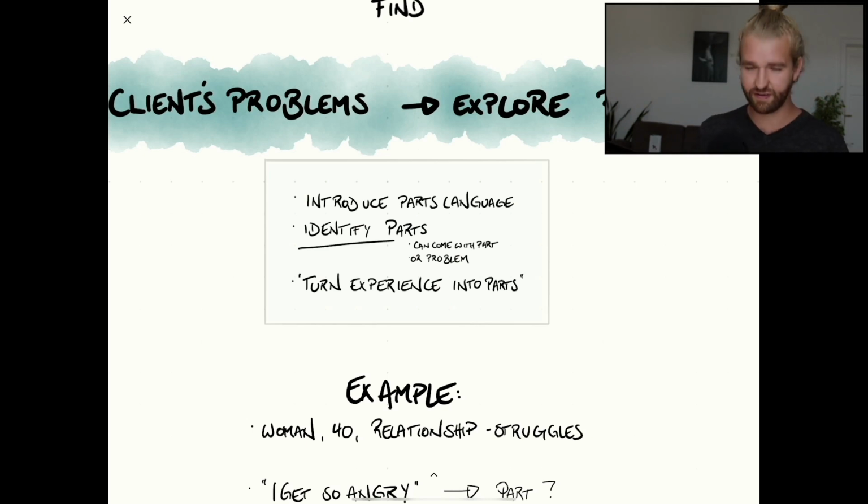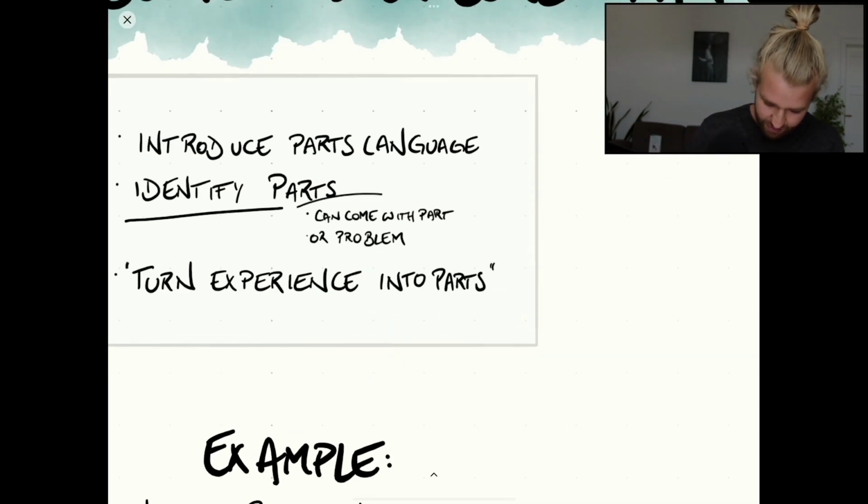Along with that, there is the point of identifying parts. When they are talking about problems and challenges, how can we identify the different parts that are involved in this specific challenge and problem that somebody has? A little note here: especially as people become more equipped in identifying and connecting with their own parts, a lot of clients will start to come with parts they want to explore, even though in the beginning of a journey with somebody, it's often problems, and it's really the step of finding parts connected to the problem.